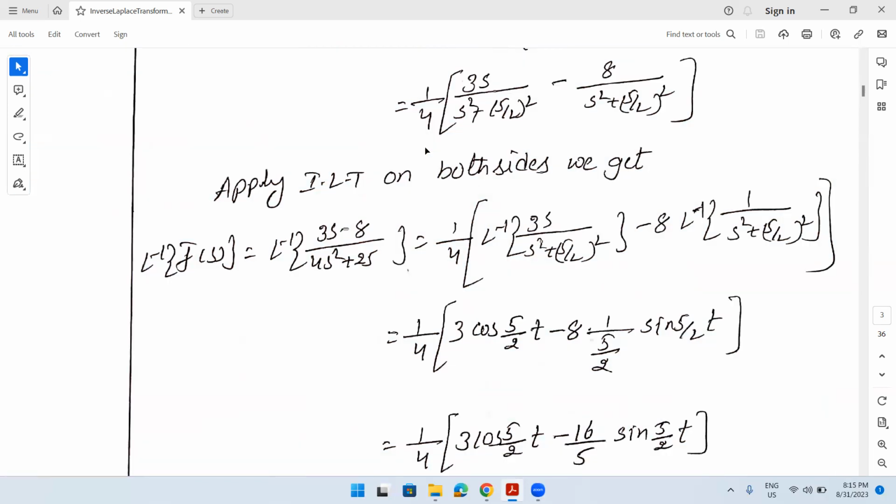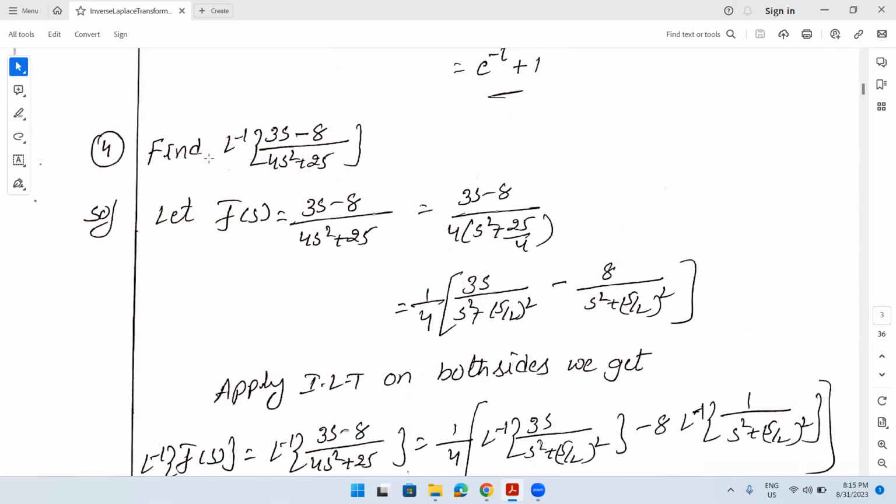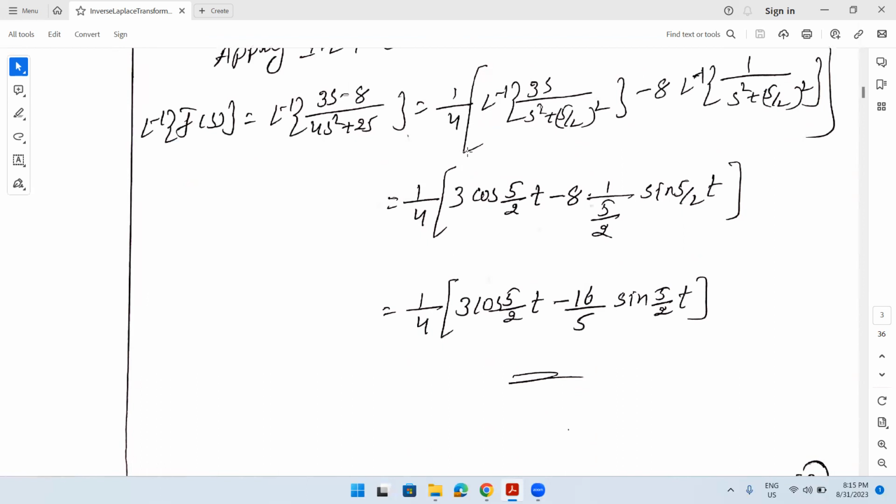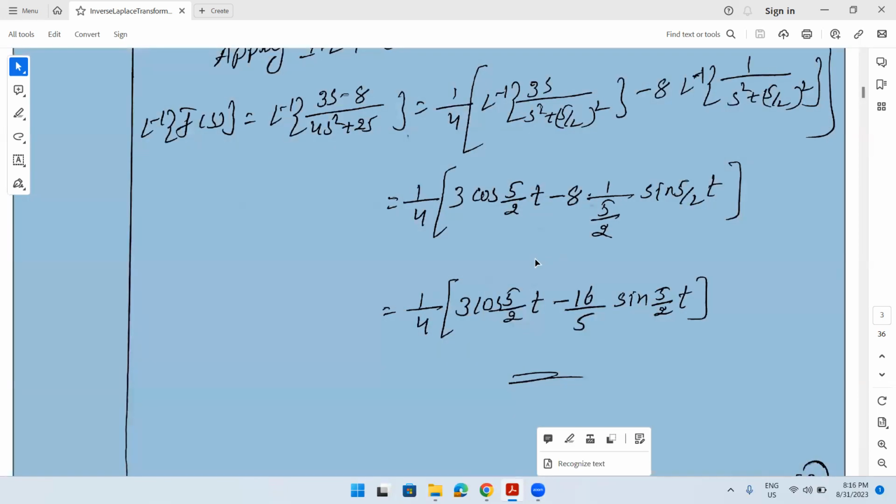So now we apply the inverse Laplace transform on both sides. Here we have taken only f bar of s. Applying the inverse Laplace transform using the linear property, we can take the constants outside. s by s square plus a square is cos at, where a is nothing but 5 by 2. Minus 8 into 1 by s square plus a square, which is 1 by a sin at. Here 1 by a is nothing but 2 by 5, so 2 by 5 sin at. Taking the 2 in the numerator, 8 times 2 is 16 by 5 sin 5 by 2 t. The first term is as it is. So this is the final answer.